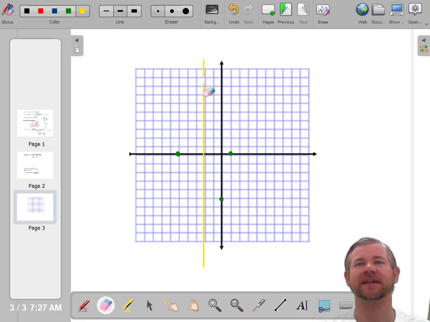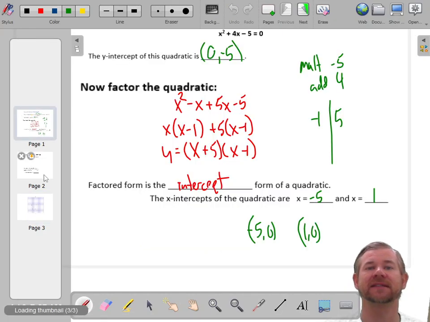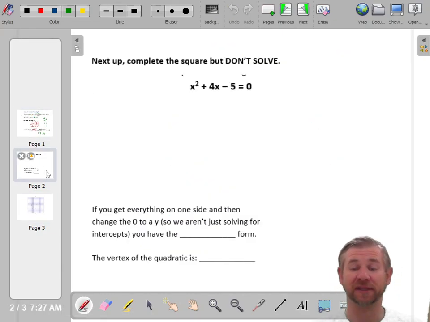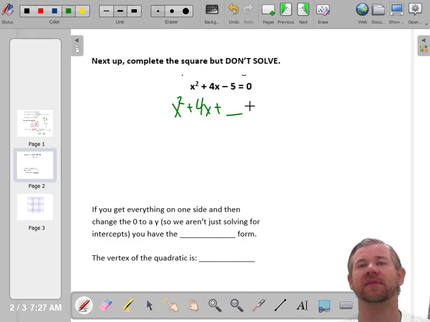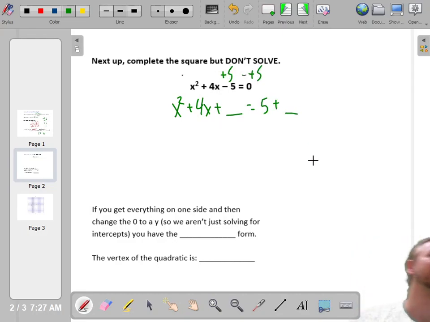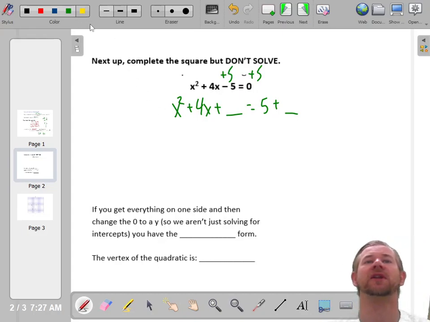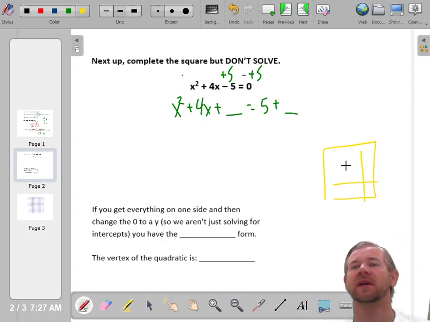I can also start to identify some other things, like I could reflect this and get the y-intercept reflection right there. The vertex is going to be somewhere down here, but to find the vertex, we're going to now complete the square. So to complete the square, you want to get your x terms on one side, x squared plus 4x plus something, and then move this to the other side, so 5 plus something. What I'm going to do now is draw my picture, and I've got x plus half of b is 2, so x plus 2 and x plus 2.